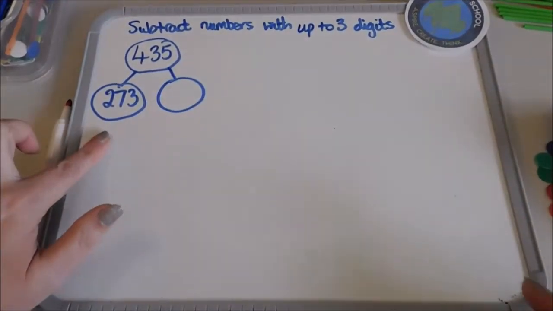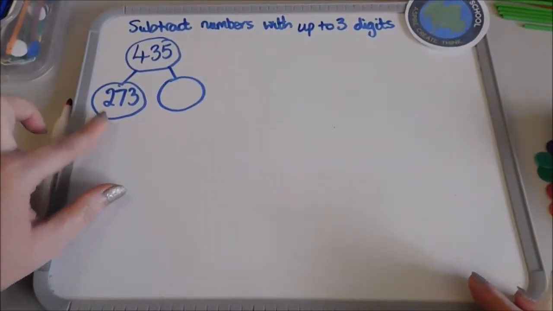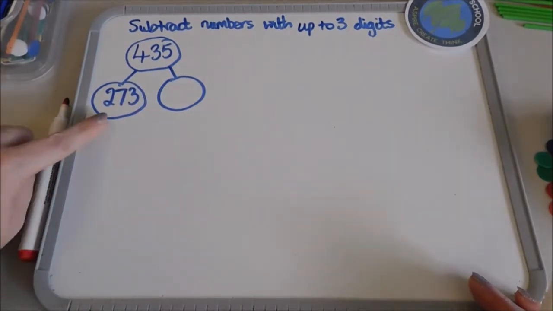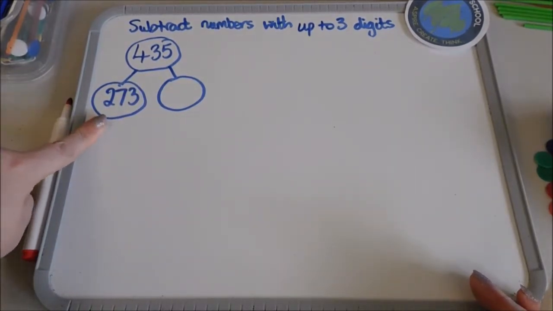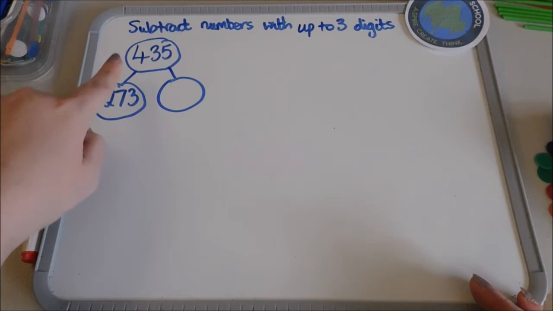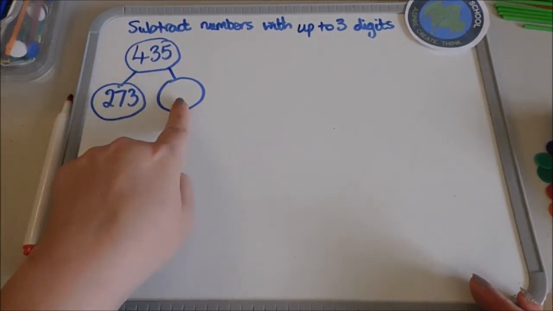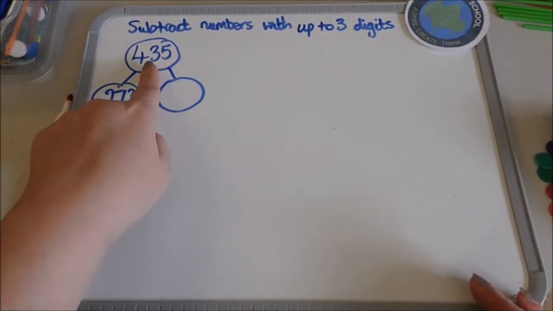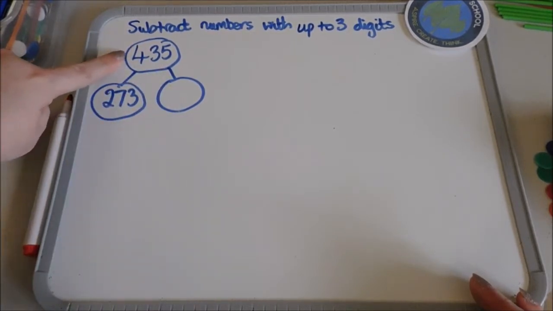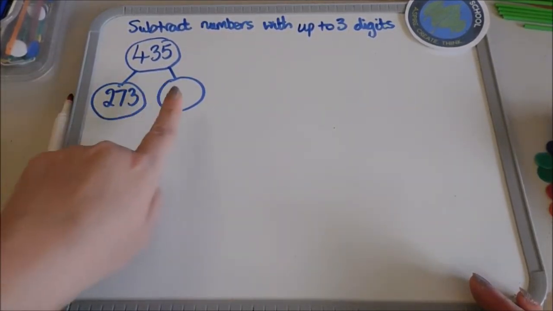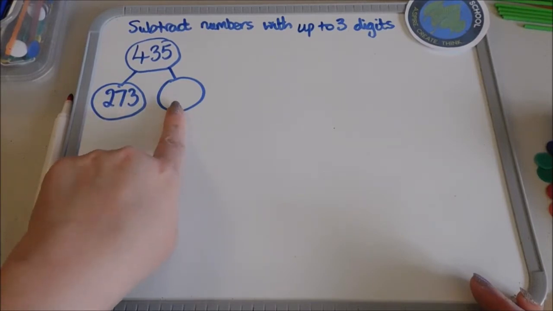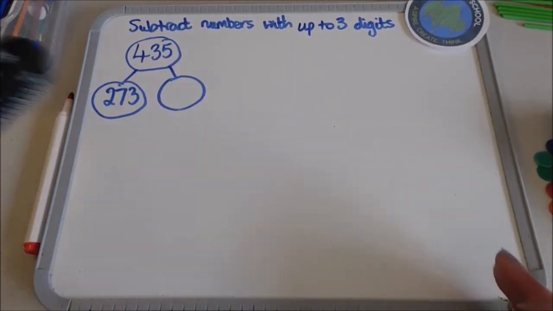Now this is a part-whole model. Your children will see images like this in schools, a visual representation. When they see this, this will tell them that this number, when added to this number, gives me 435. So using the inverse, 435 subtract this number will give me the missing number. So they will see it written as that.